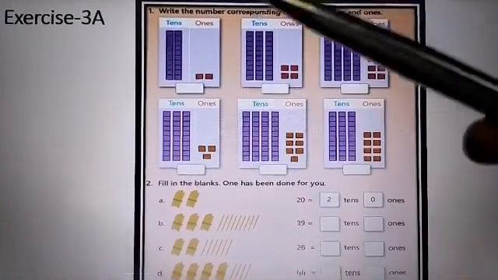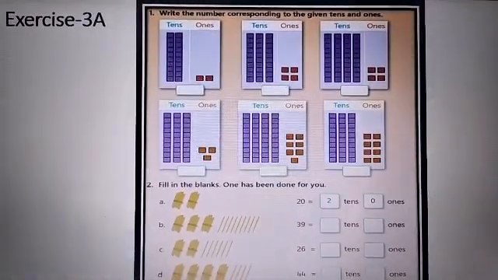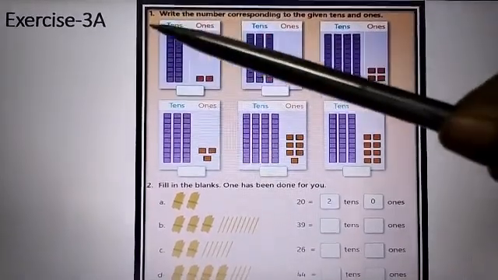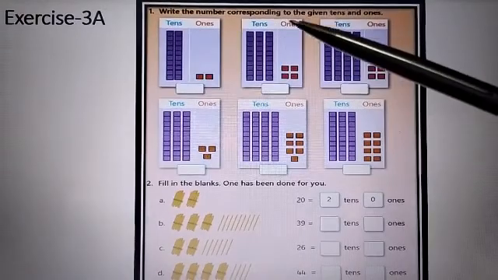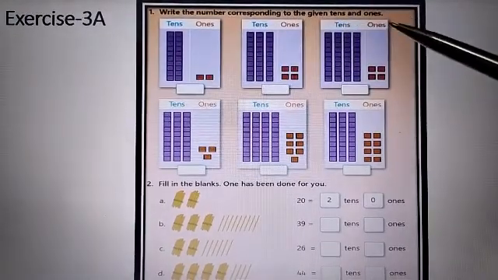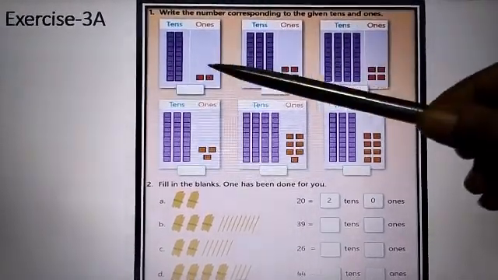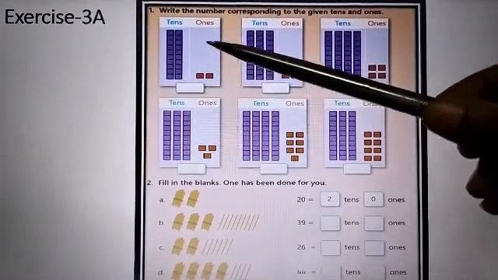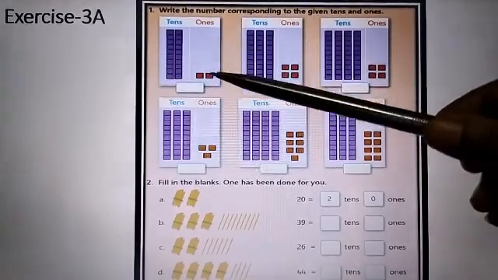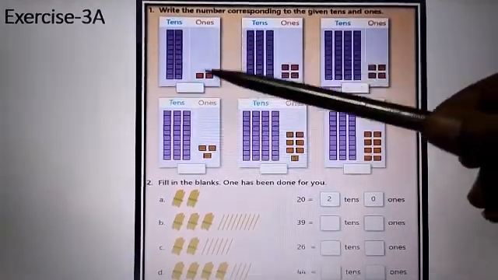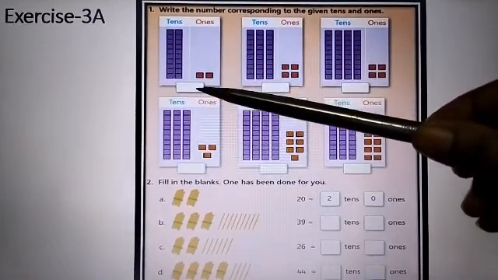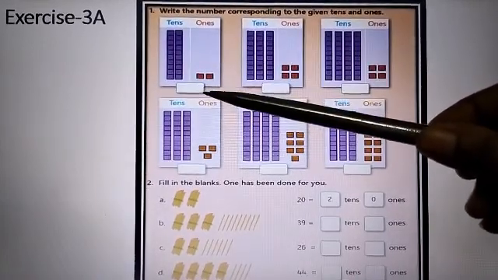This is your exercise 3A. Okay, chapter number 3 and exercise A1. Let us solve the first one. Write the number corresponding to the given tens and ones. Now what you have to do is count the ones and tens and write it down here. Okay? Now, how many ones are there? Always we should start writing from the ones. So 1 and 2. So here you write 2.